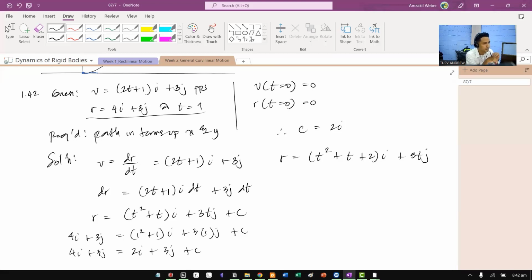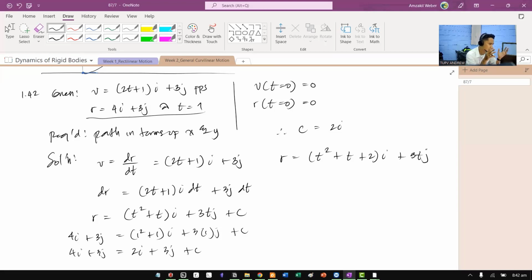So what's next? Again, after every step or every milestone in your solution, you need to go back to the objective. What is required? The path in terms of x and y. You have to check whether you are getting closer to your objective or moving away. So, path in terms of x and y. Can we use this position vector in terms of x and y? How can we use this one? Remember that position r is in terms of x and y, we have i and j.